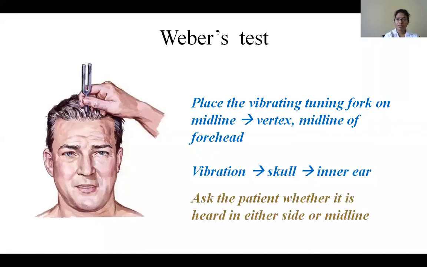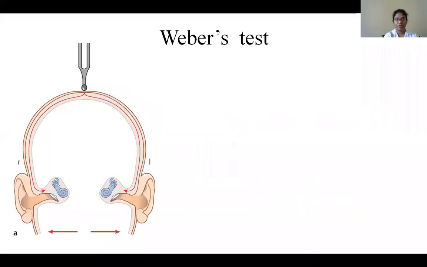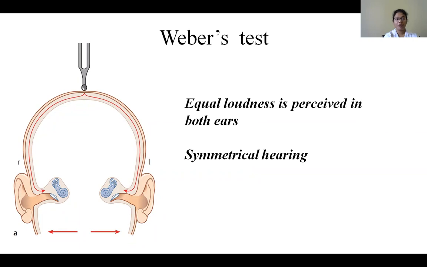So what instruction you give is you ask the person whether he hears the sound in the midline. Can he hear the sound in both the ears first thing? And if he's hearing, is the sound perceived equally in both ears or either of the ear hears it better? So this is one thing you have to ask the patient. Now, when both the ears are normal, what is going to happen? Equal loudness would be perceived in both ears. That is what is symmetrical hearing, which is a normal case.